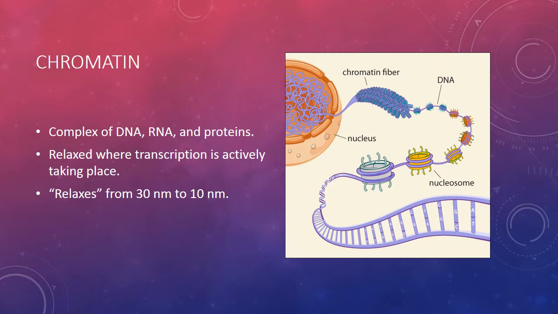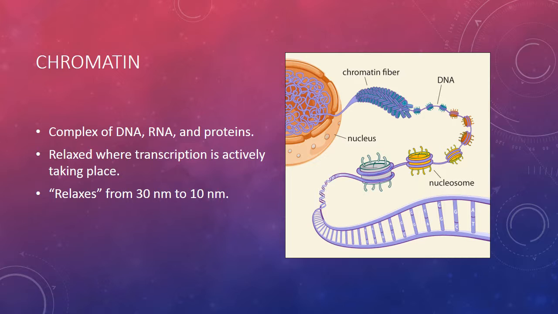Chromatin is a complex of DNA, RNA, and proteins giving chromosomes their structure. It is composed of double-stranded DNA packaged with histone proteins into nucleosomes, forming chromatin fiber, which is also just referred to as chromatin. These are relaxed in regions of the nucleus where transcription is already taking place, going from 30 nanometers to 10 nanometers. The 10 nanometer chromatin is composed of a bead-like repeating unit known as a nucleosome.